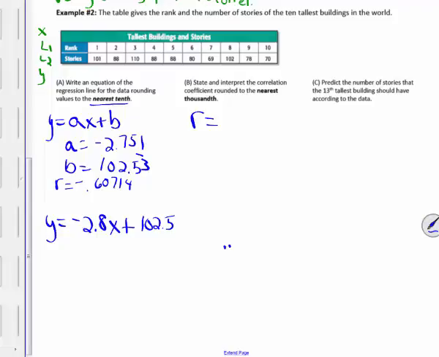State and interpret the correlation coefficient. So R is, they want it to the nearest thousandth, negative 0.607. This means there's a moderate, right? If you're somewhere around the 0.5, it's moderate. Obviously the 0.9s are very strong. So moderately strong negative correlation.